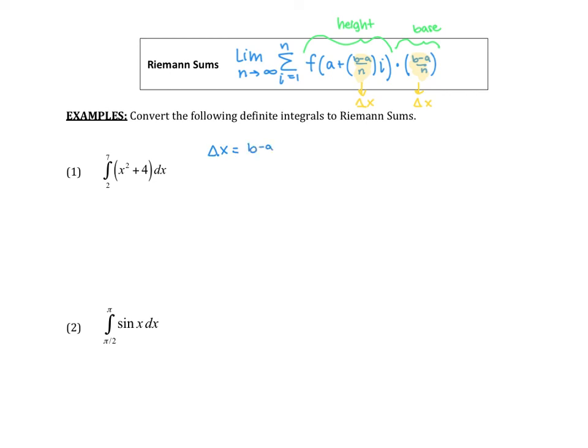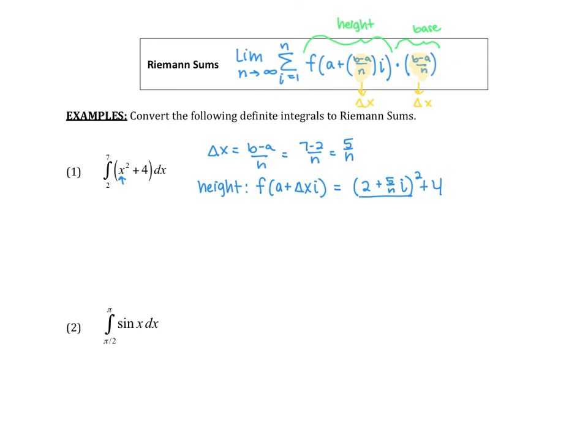So we want to do our b minus a divided by n. So we'd get 7 minus 2 divided by the number of rectangles. Well, we don't know the number of rectangles because remember that's the limit to infinity. So then the height of these rectangles for each of them is going to be f of a plus delta x i. So in our particular problem, the starting point would be 2. Delta x we said was 5 over n, i squared plus 4. So you can see I just replace this variable with this crazy 2 plus 5 over n i.